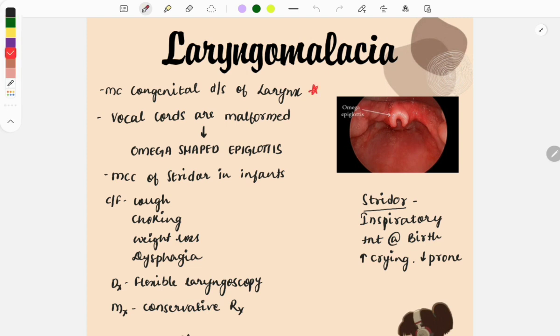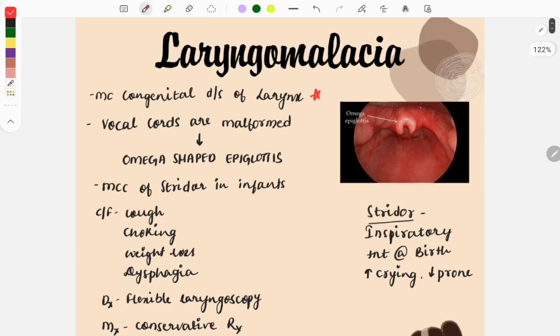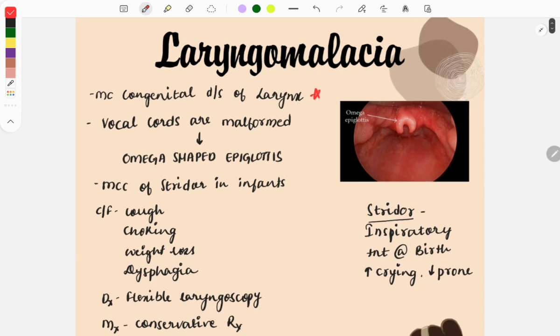Simple one-liner was asked that which of the following will be the most common congenital disease of the larynx, and they'll describe few options from the larynx like laryngomalacia, then laryngeal webs, then stenosis of the larynx, something like that, and you need to choose the best answer from it, which is the laryngomalacia. Let's look at its pathology.